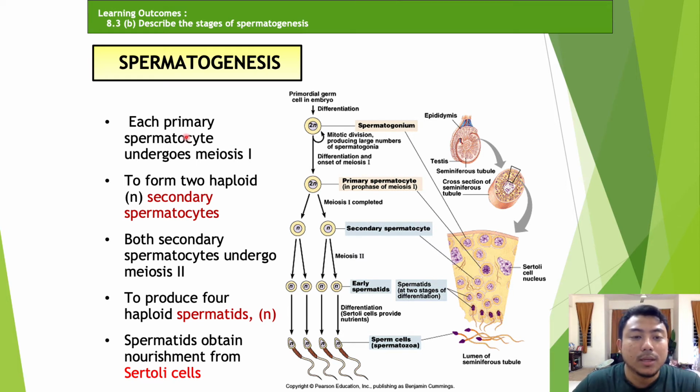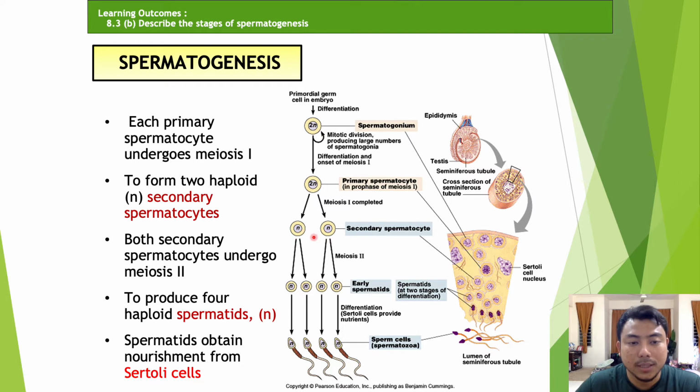So we start with each primary spermatocyte undergoing meiosis 1. Remember that we start with the spermatogonium undergoing mitosis. Some of it will continue to become the primary spermatocyte. Then this primary spermatocyte will undergo meiosis, and of course it starts with prophase of meiosis 1. Each primary spermatocyte undergoes meiosis 1 to form two haploid secondary spermatocytes. So from primary spermatocyte it becomes secondary spermatocyte.